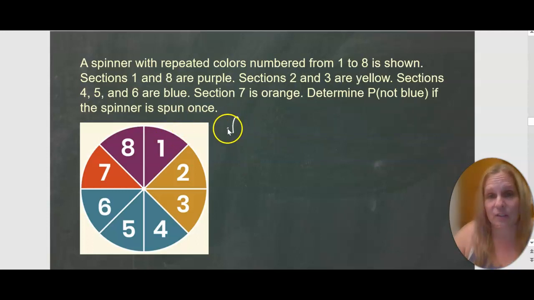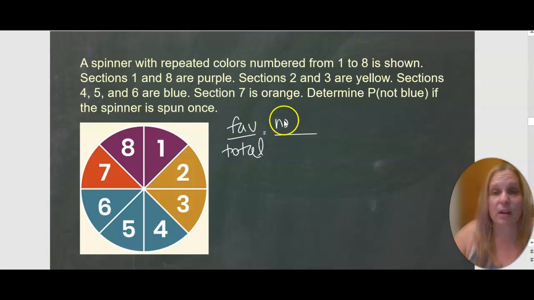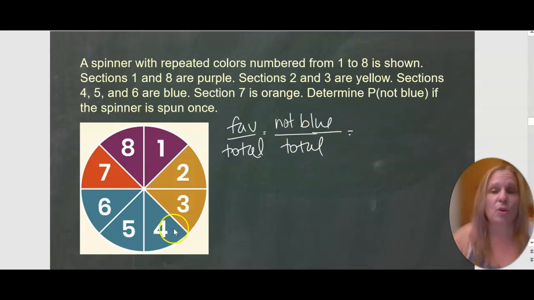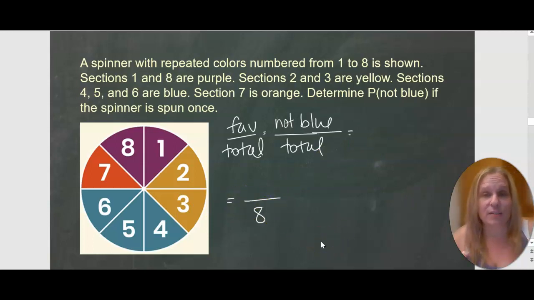Okay, so again, favorable over total, right? In this case, my favorable are the ones that are not blue over my total outcomes. So I have 8 different spaces that the spinner could land on. So my total is 8. How many are not blue? I'm going to give you a minute to count them. Or you could do the total minus the ones that are blue, right? That would also work.